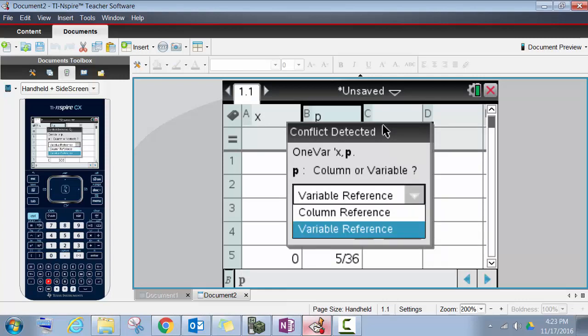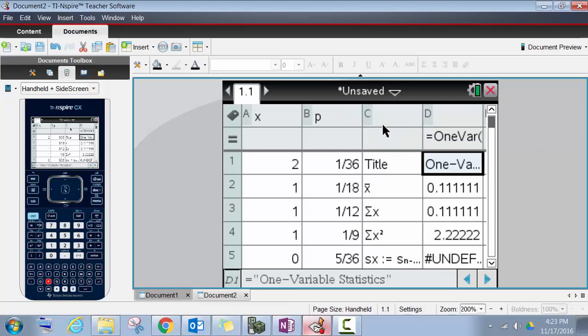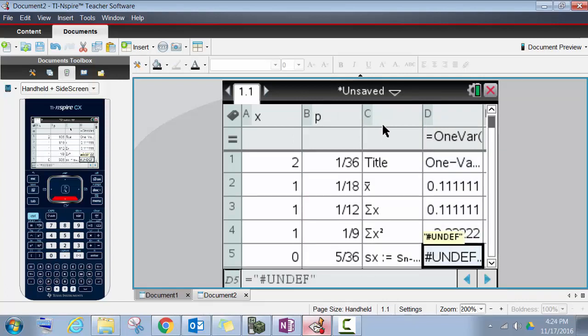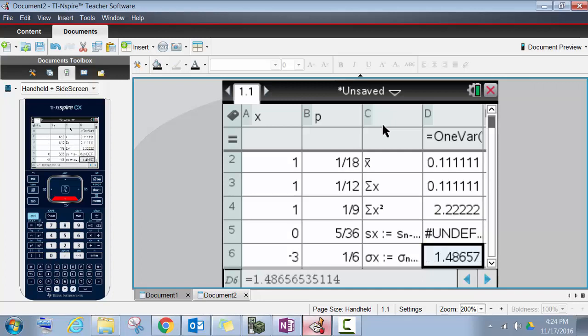These are variable references. They're not column P or column X. It's all the way to the right. We're at A and B. So variable, and there we go. We get the mean. Obviously, this is undefined. It was nothing on the 84, and here's our standard deviation.